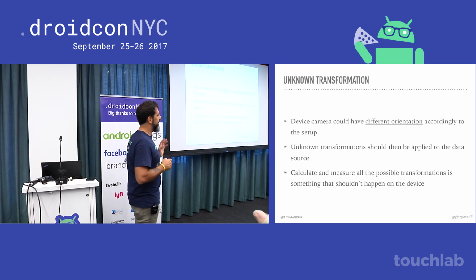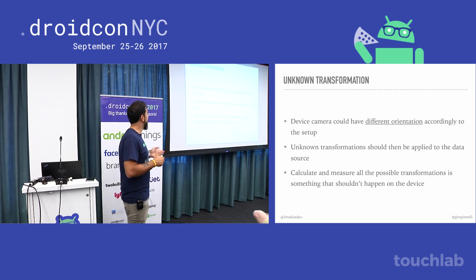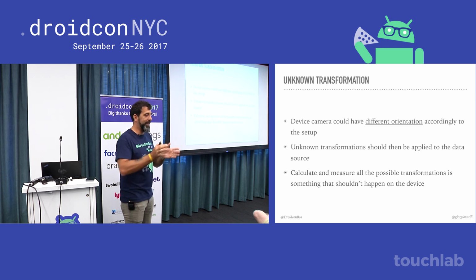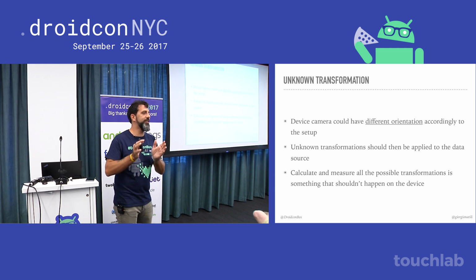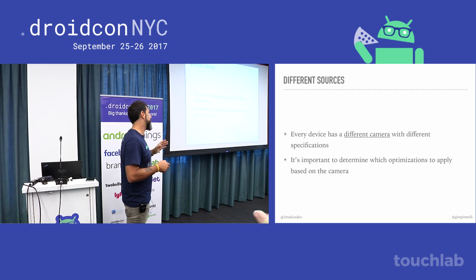Challenges. So the problem that you will have when you do this is that the device camera has different orientations. So whatever matte you apply can make sense to you right now, but cannot make sense when you're outside. So the unknown transformation should be applied to this data, and it's pretty complicated to calculate all the possible transformations on the device. So you have to consider something for processing that is somewhere else.